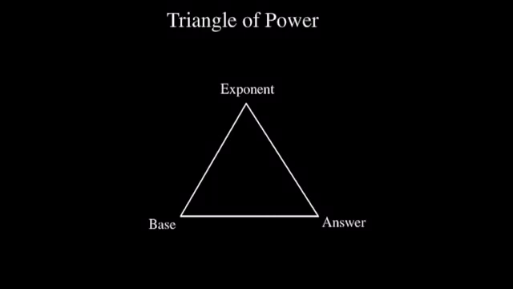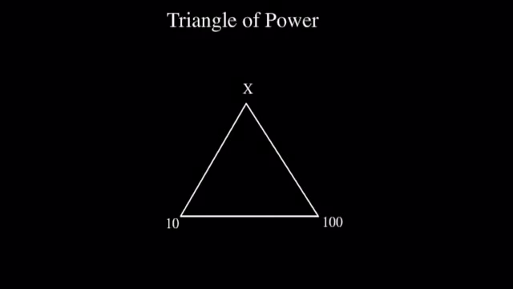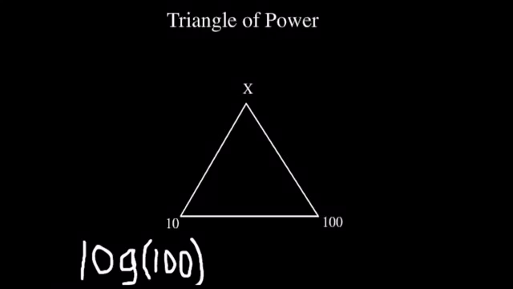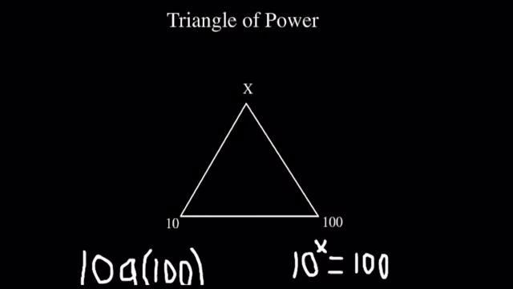The problem we did earlier in the video, log base 10 of 100, could be projected onto our triangle of power. We would place the base, 10, on the bottom left, and our answer, 100, on the bottom right. Now, instead of visualizing the problem as log base 10 of 100, we can think of it as 10 to what power is 100, whose answer would be 2. Using this model makes logarithms much easier to think about and compare with exponents and square roots.